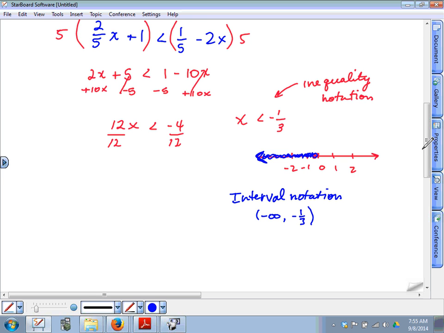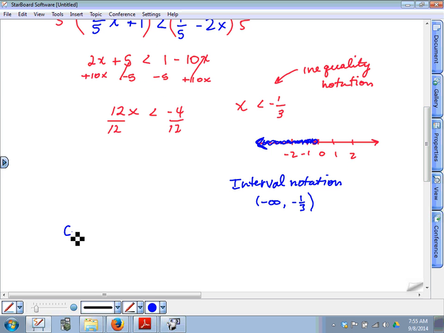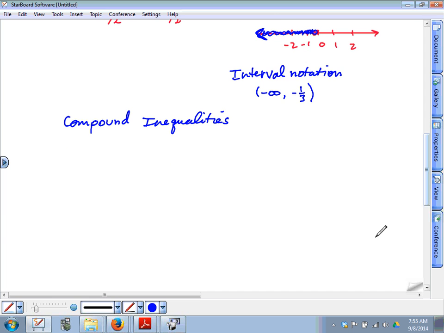Let's do one type of linear inequality. They'll call it compound. This is still under that subtopic of linear inequalities. Compound inequalities. I am fairly sure that you guys saw these last year, but it's always good to review. So here's example 2, part A.